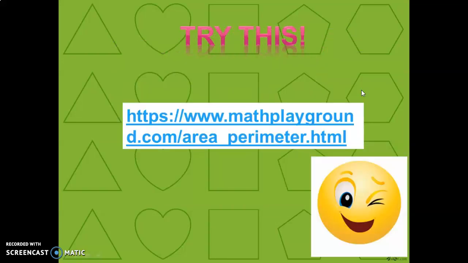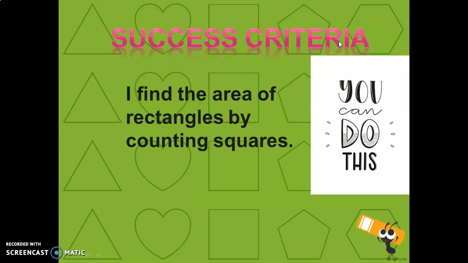Alright. Here's a little game for you to try. And at the end of this lesson, if you can find the area of rectangles by counting squares, then you have got this under control. Wasn't that easy?